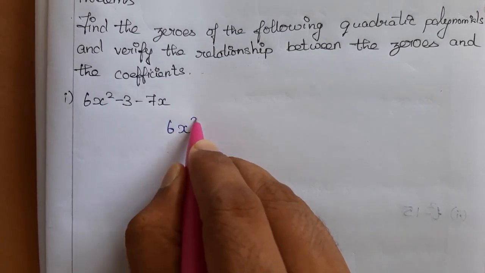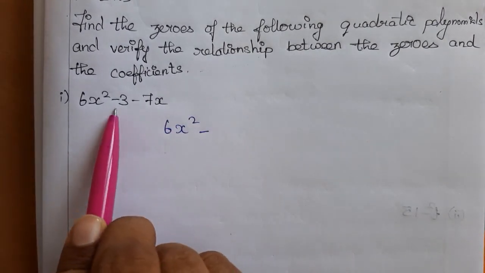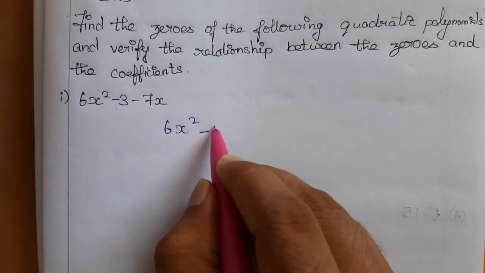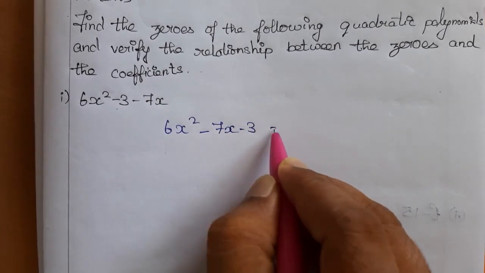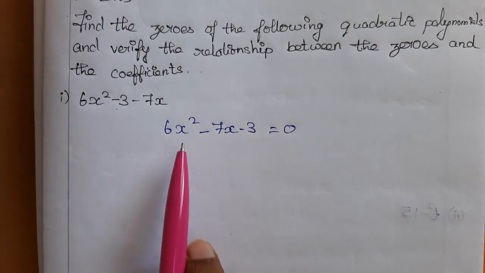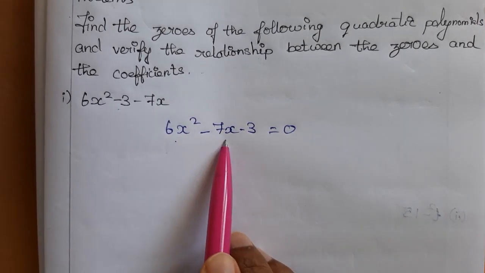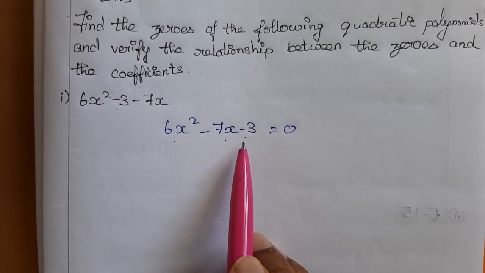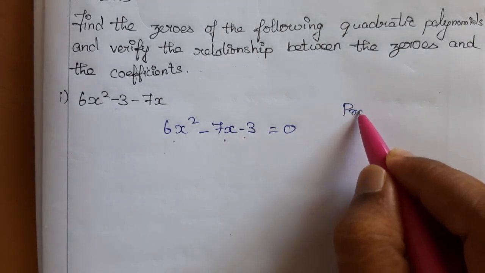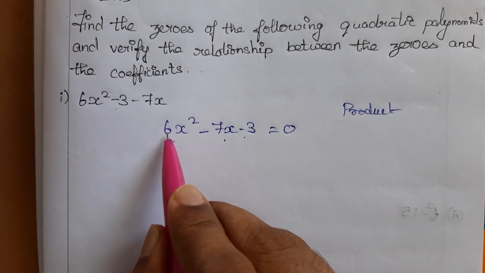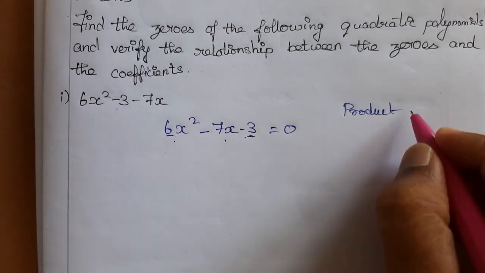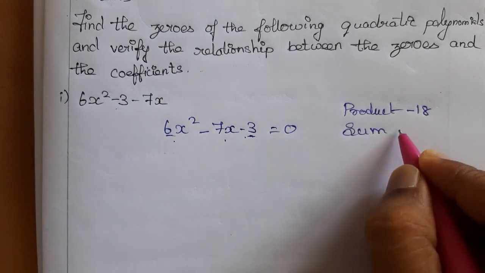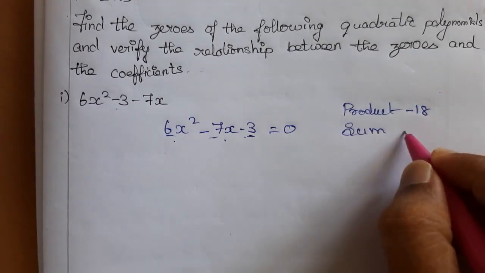So 6x square minus 7x minus 3 is equal to 0. It's not in the order ax square plus bx plus c, so let me make it in order. Just rearrange it: the x square term is the first term, the x term is the second term, and the constant is the third term. Now we have to factorize it, right? So here the product is 6 into minus 3, so minus 18. What about the sum? The sum should be minus 7.